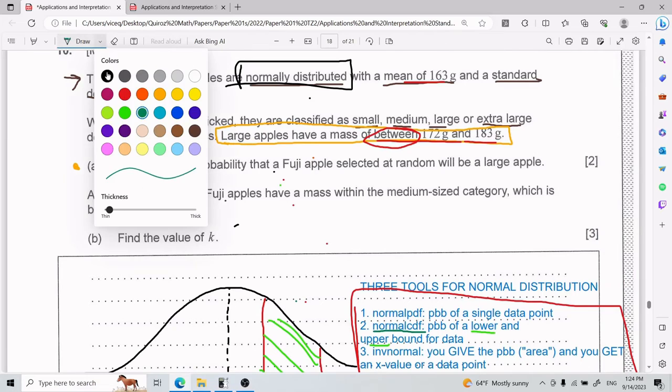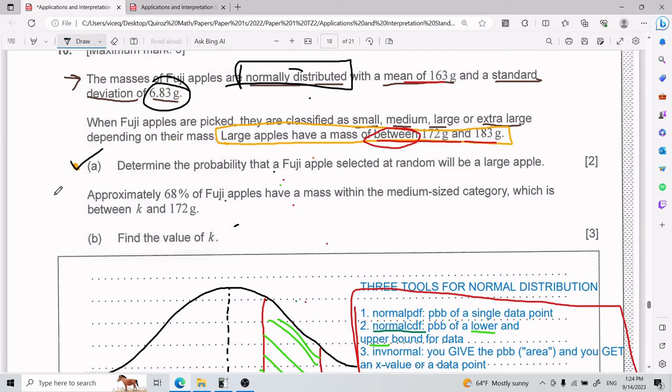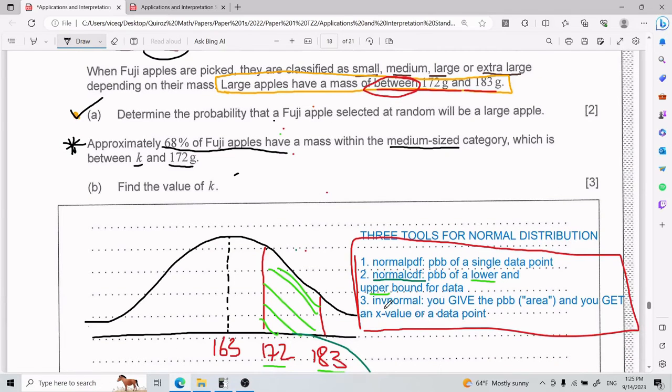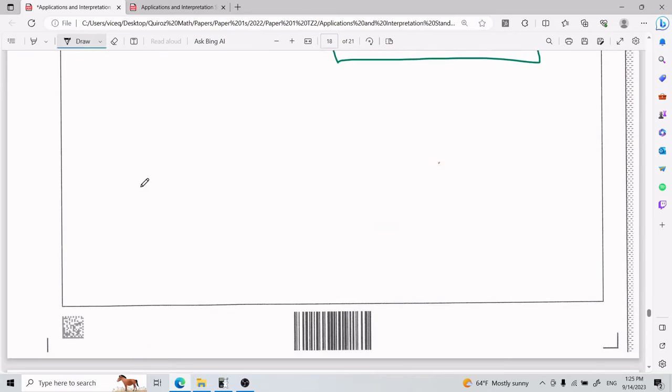For part B, it gets very, very weird. Okay? Then they tell us that approximately 68% of Fuji apples have a mass within the medium-sized category, which is between K and 172. So we need to find the value of K. So now you might be thinking of your tools. Inverse normal was when I would give the probability or the area and I get an X value or data point. So now I'm going to talk a little bit about how inverse normal works.